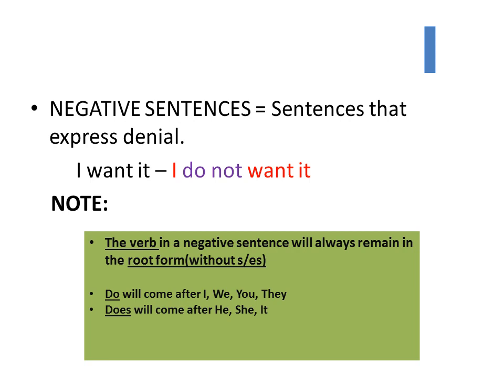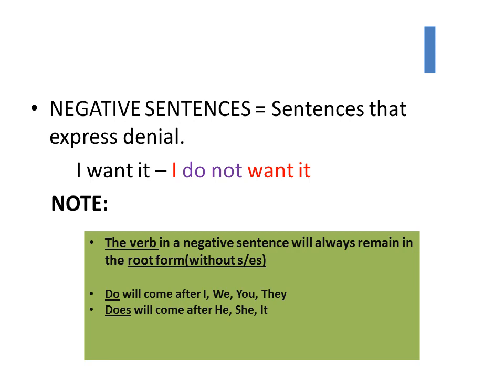Before we move on to further examples, we need to notice certain things. First point is, the verb in a negative sentence will always remain in the root form or the plural form, that is without s or es. The verb in a negative sentence, no matter what the subject is, will always remain in the root form. Even if the subject is he, she or it, if the sentence is a negative sentence, the verb is always in the root form. This is the most important point that you have to keep in mind.